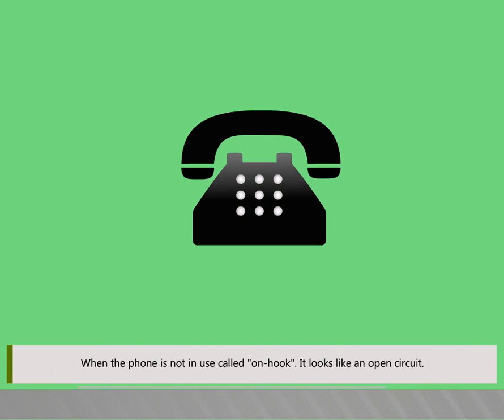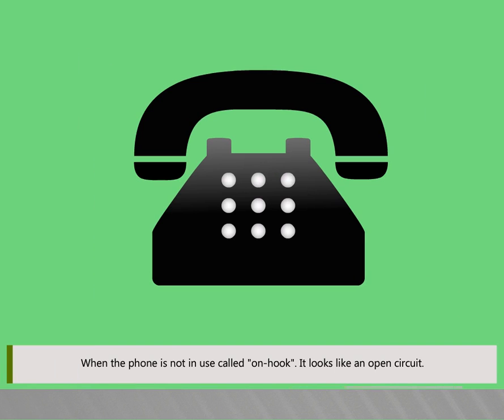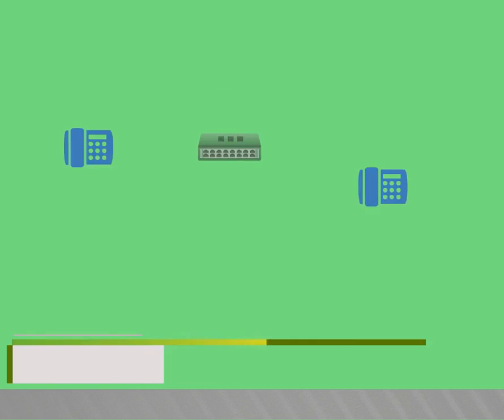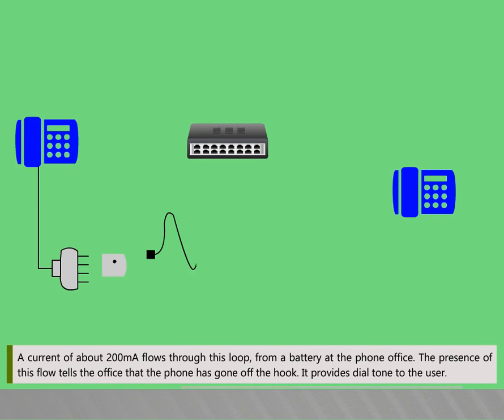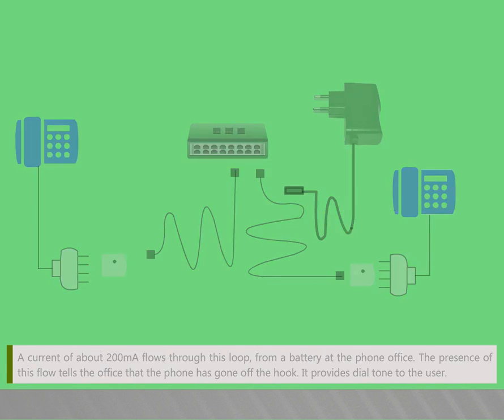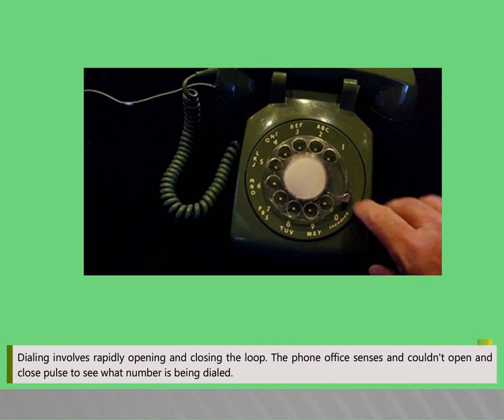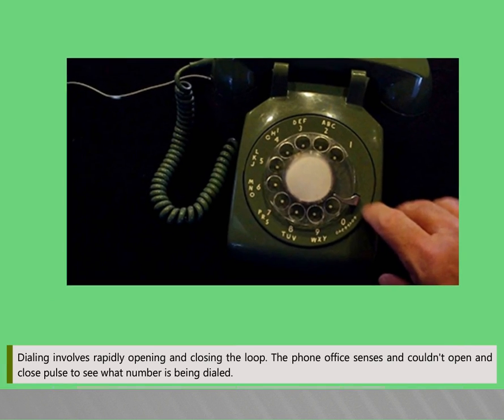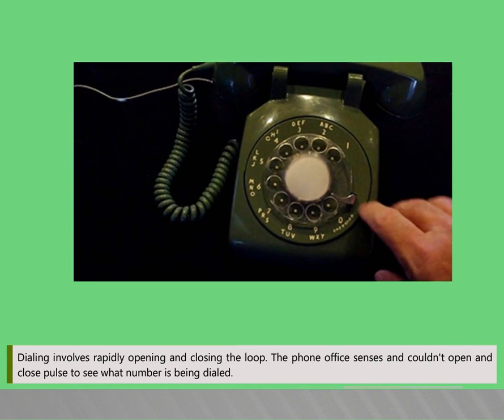When the phone is not in use, called on hook, it looks like an open circuit. When the phone receiver is lifted from the cradle switch, the circuit to the local office is completed. A current of about 200 milliamps flows through this loop from a battery at the phone office. The presence of this flow tells the office that the phone has gone off the hook. It provides dial tone to the user. Dialing involves rapidly opening and closing the loop. The phone office senses and counts the open and close pulses to see what number is being dialed.